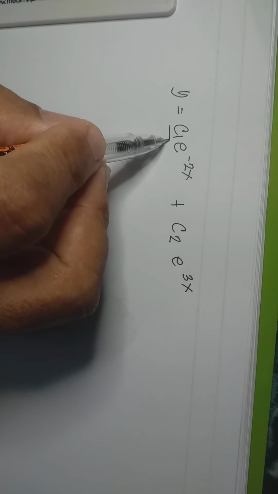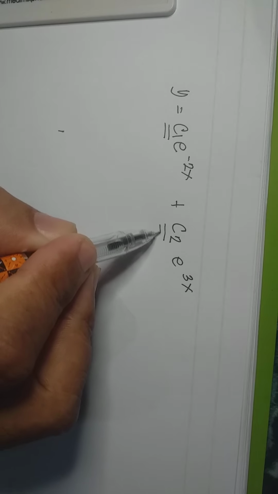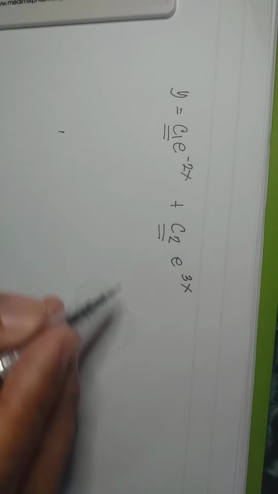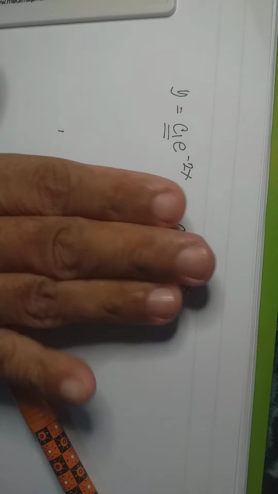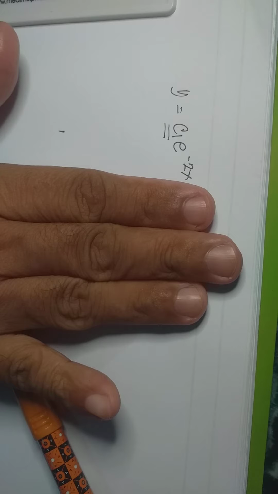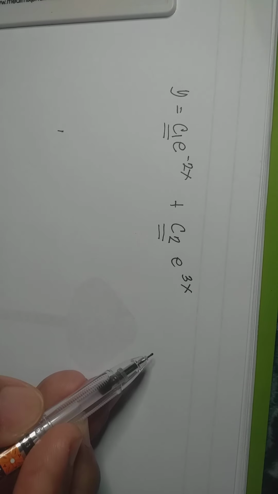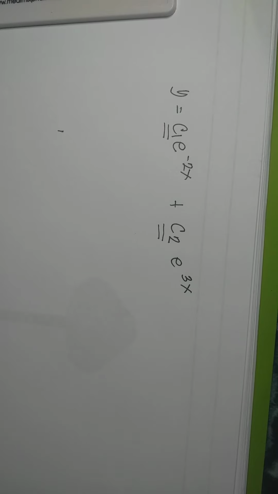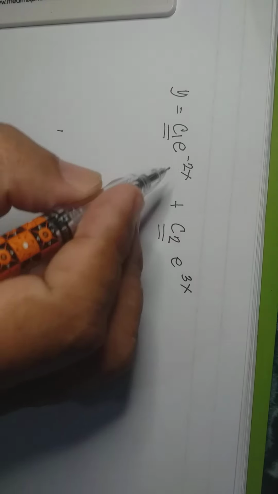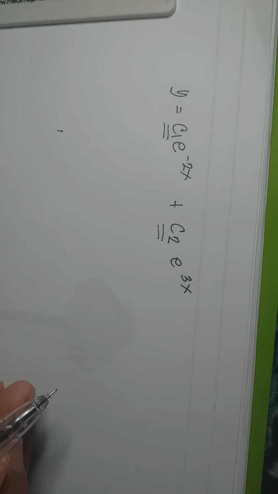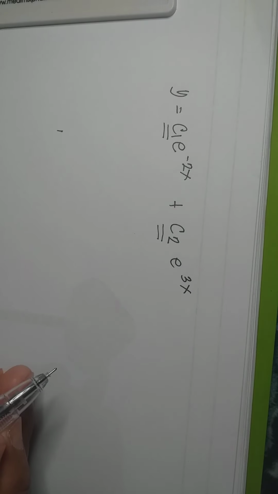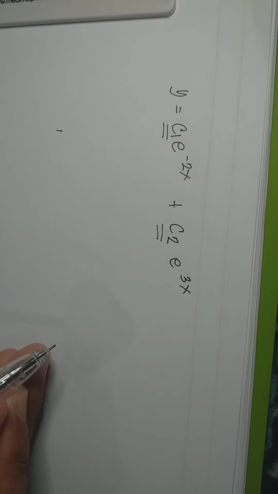If the number of arbitrary constants present in the equation is 2, we need to differentiate the equation 2 times. If you only have one arbitrary constant, you have to differentiate 1 time. If you have 3 arbitrary constants in the equation, you have to differentiate 3 times, and so on. So let's start. What is the first derivative of y = c sub 1 e to the negative 2x plus c sub 2 e to the 3x?